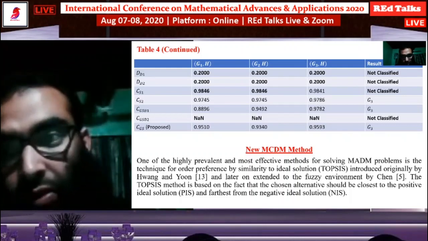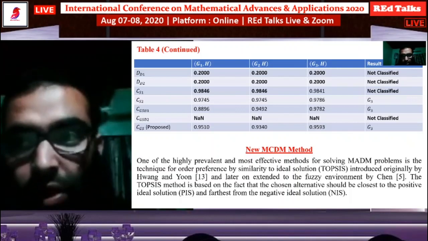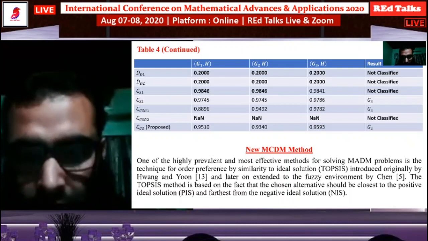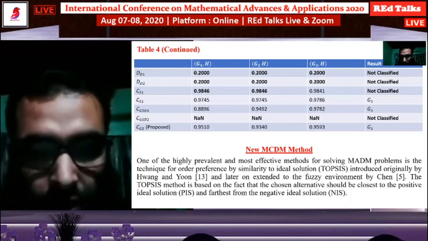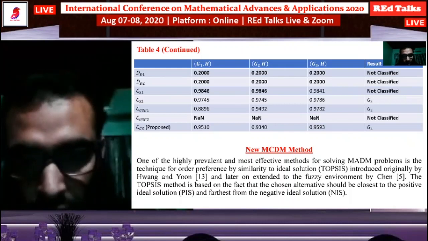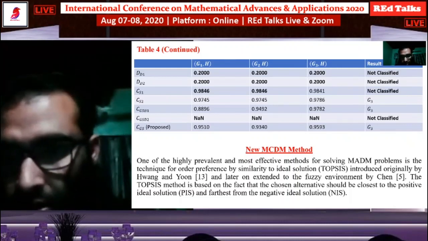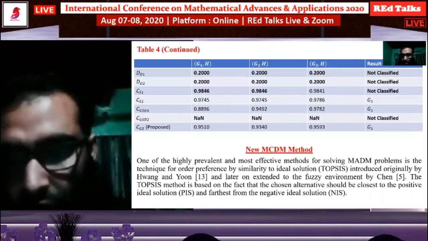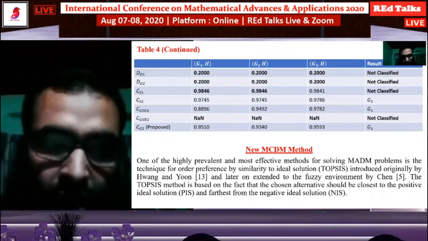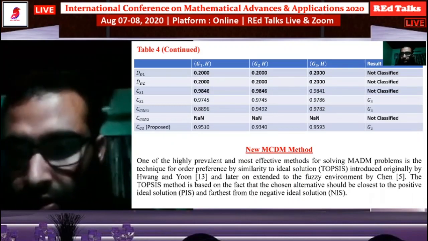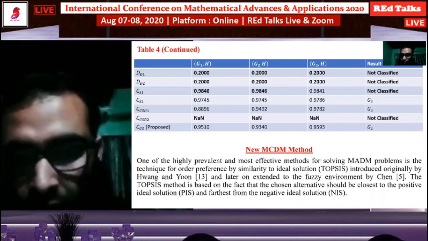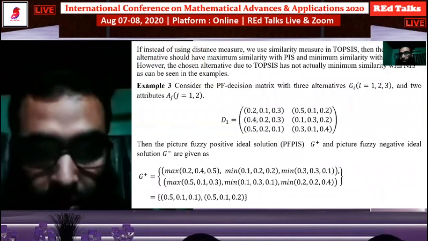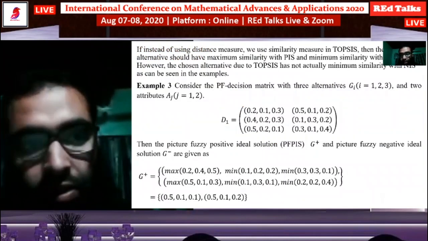First of all, I will give the main motivation for introducing a new MCDM method. You know that in picture physics, or we could say in physics theory, the most effective and highly prevalent method for solving a problem is the technique for order preference by similarity to ideal solution, TOPSIS, which was originally introduced by Hwang and Yoon and later on extended to the physics environment by Chen. The TOPSIS method is based on the fact that the chosen alternative should be closest to the positive ideal solution and farthest from the negative ideal solution.